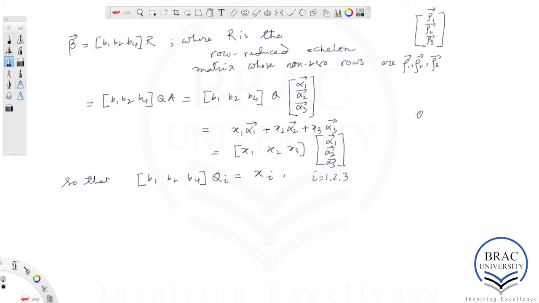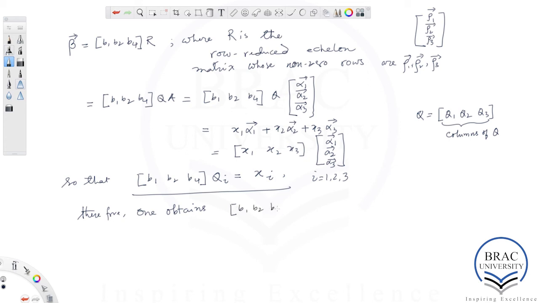So it's important to write it here. Q is equal to Q1, Q2, Q3. These three are columns of Q in this expression. Therefore, in this special case, one obtains B1, B2, B4 times Q, so we have this explicit expression of Q, right? Let me get back to the expression of Q.